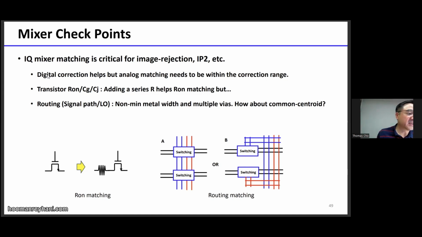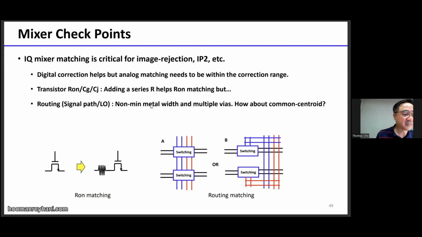And although we are doing IQ calibration digitally and doing some correction there, for the digital to correct, the analog side matching needs to be within the correction range. Otherwise, digital has to put in more effort, right? So on the analog side, we have to do everything that we can do. What that means is that transistor on resistance, junction capacitance, gate capacitance all have to be very good, need to match.